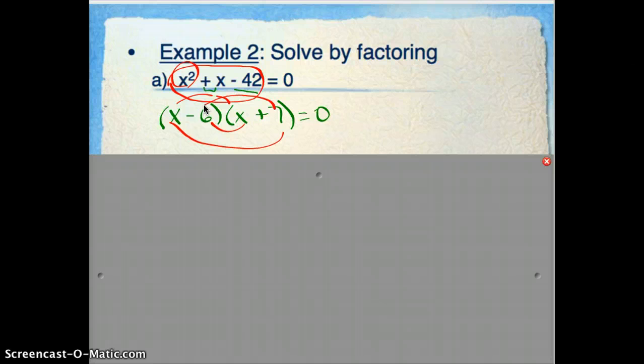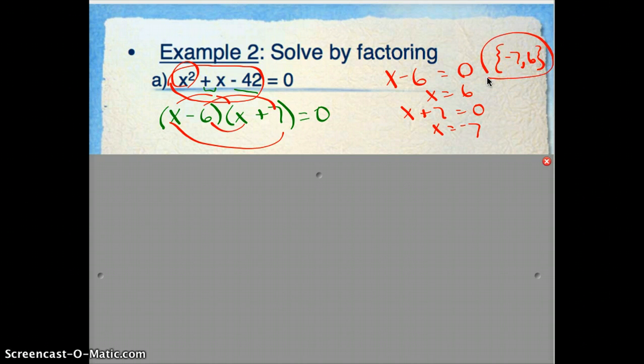So we know here that because now we have two factors, either x minus 6 equals 0 or x plus 7 equals 0. If we solve each of these equations, this first one solves to x equals 6, and the second one solves to x equals negative 7. So my two solutions would be negative 7 and 6. Or I could say x equals negative 7 or x equals 6.